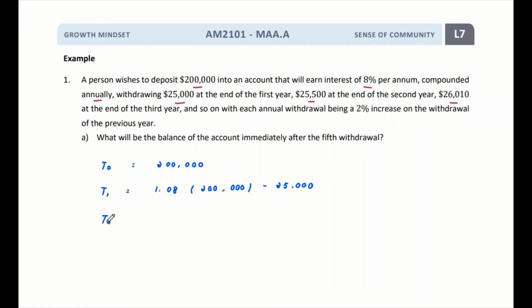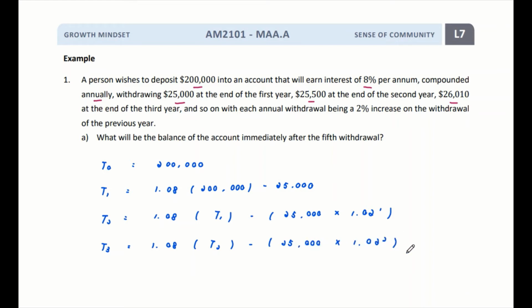So at the end of the second year, again, you are going to get 1.08 multiplied with the previous amount of money that you are having here. Then multiply your T1. So if you want to write, it will be minus of your 25,000 multiplied by 1.02, that's the first time you increase 2% for your withdrawal. Same thing moving onwards for T3: it will be your 1.08 multiplied by your T2, minus 25,000 multiplied by 1.02 two times. Alright, so that's the idea.